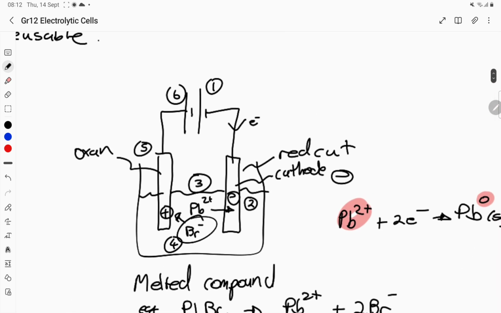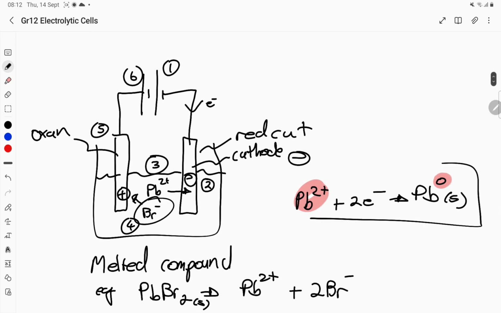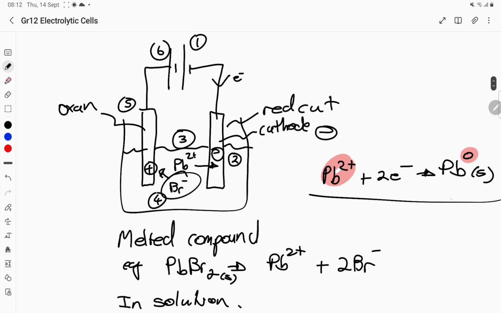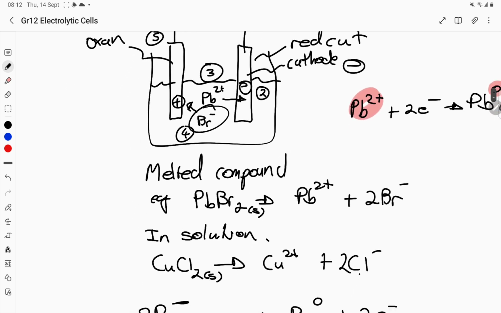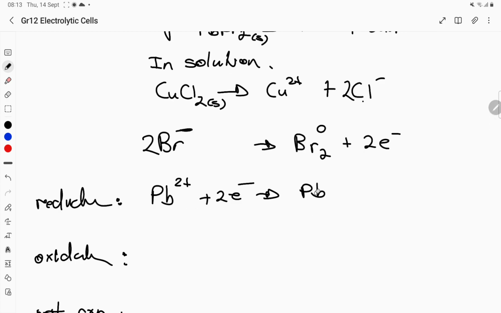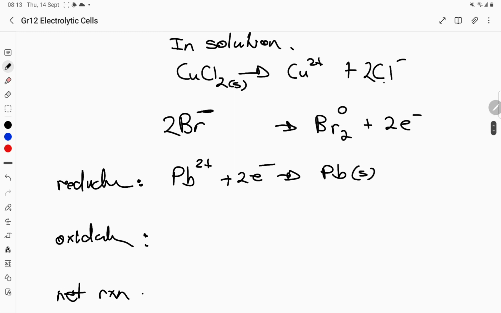So where's reduction taking place? Red cat. At the cathode, we determine it by knowing it's a negative electrode. Negative attracts that Pb2 plus. We write the equation here, and we see that's reduction, so therefore this must be the cathode. Reduction takes place at the cathode. So if we look at reduction, it will be Pb. The lead accepts two electrons and precipitates out as a solid.